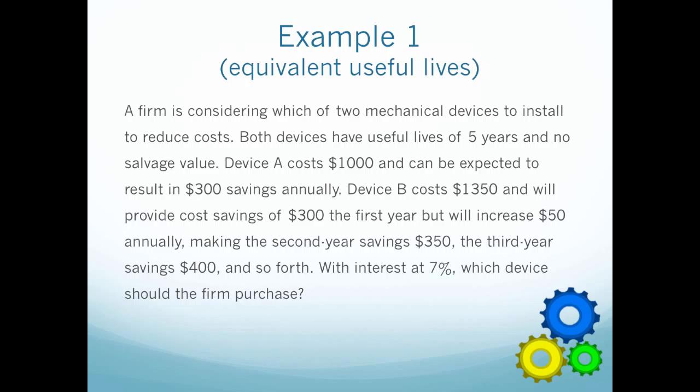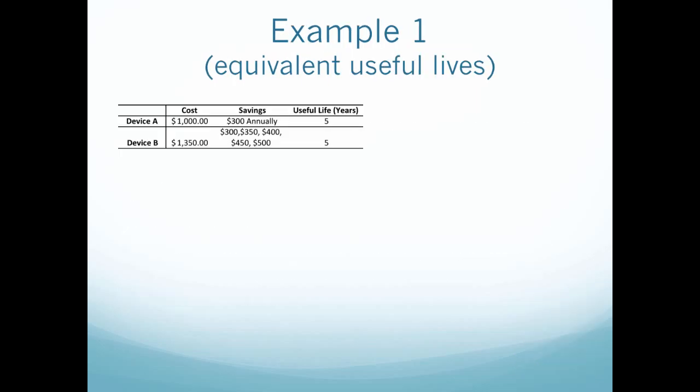I don't know about you, but when I read a big word problem like this, I need to simplify it, so I'm going to simplify it in this table. Here I have device A. It costs $1,000, but it's going to save me $300 annually. When you're doing these types of problems, I want you to be able to look at that $300 annually and tell yourself, oh, that's going to be a uniform series. $300 is going to equal A, which is a uniform series value. And then I have a useful life of 5 years, meaning this device is only going to last me 5 years.